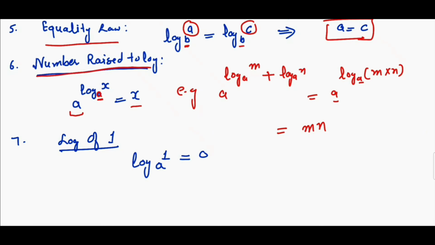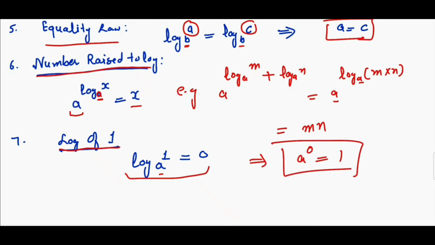So next we have log of 1. Log 1 base a is always equal to 0, any base is there. If we change this into exponential form, we will get a raised to power 0 is equal to 1. So we can say that the log of 1 with any base is always equal to 0.